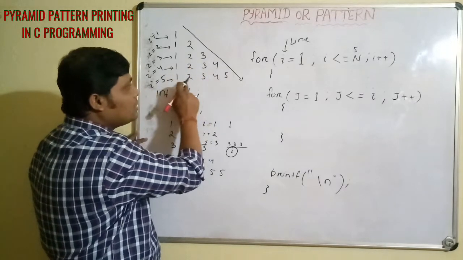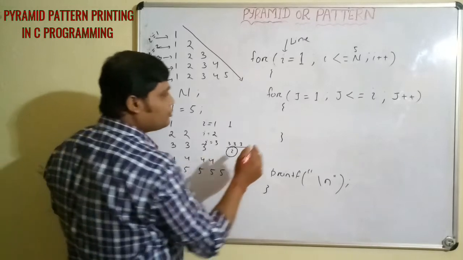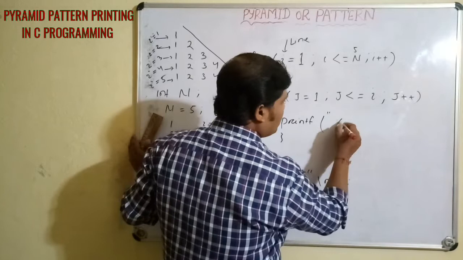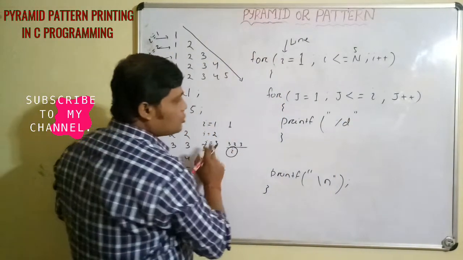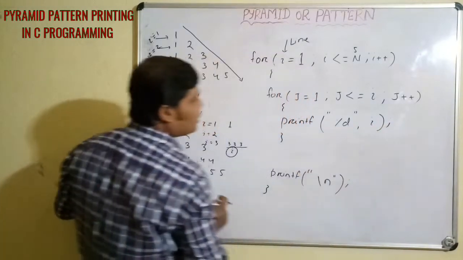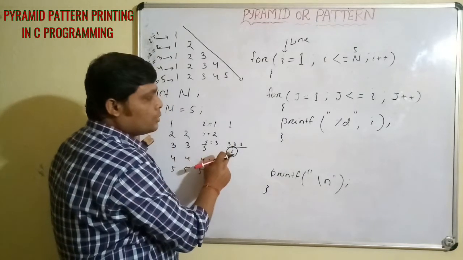J value. Because this is J value, but it is printing I value. Now you can write %d, because we are printing the numbers. So %d, what? We are printing I. Instead of J, we are printing I value.